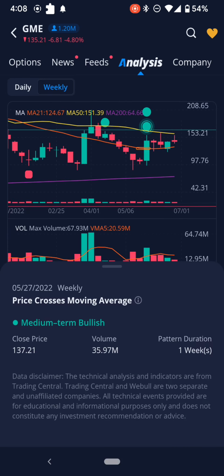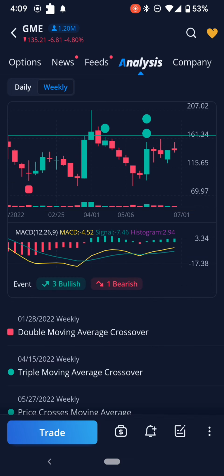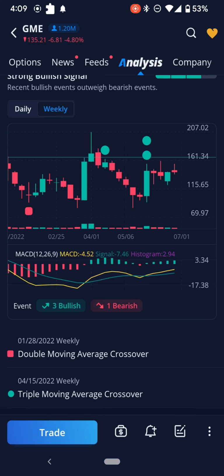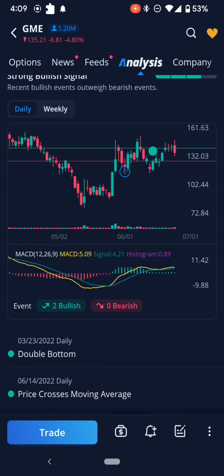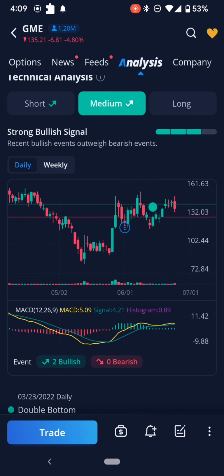So the area we're in right now on GME is right in this support resistance area from a long time back. Coming up to this area and even crossing over it, I think it's going to be a really strong support, and it's crossing a lot of moving averages that you can see here.